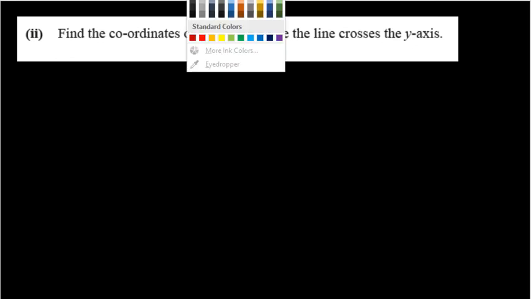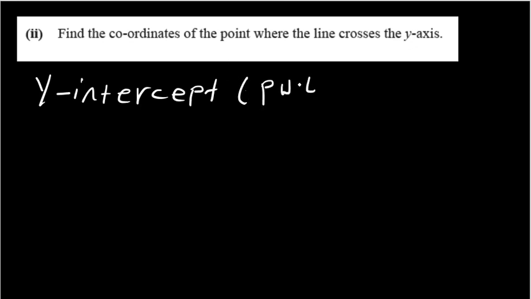Okay, next. The next question says find the coordinate of the point where the line crosses the y-axis. We are asked to find the y-intercept. The y-intercept means the point where the line crosses the y-axis. How to find it? Put in place of x 0. Put x is equal to 0 and then get the y.